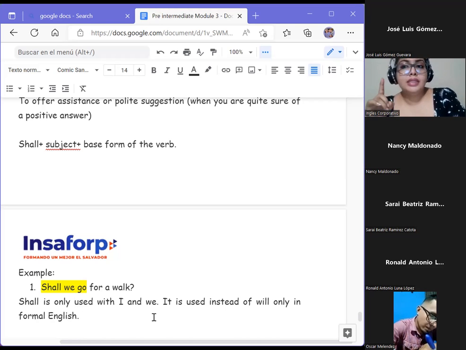So in this case, it's saying that we are going to use shall with I and we, and it is used instead of will, only in formal English. Quiere decir que vamos a utilizar shall en lugar de will cuando estamos utilizando inglés formal. Cuando es 100% formal, vamos a utilizar shall en lugar de will.